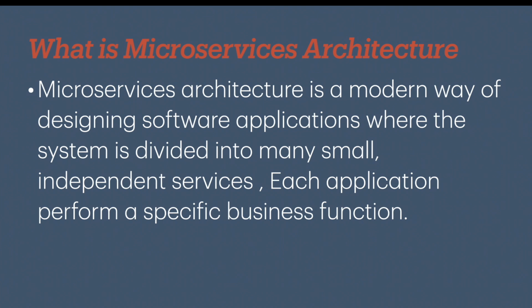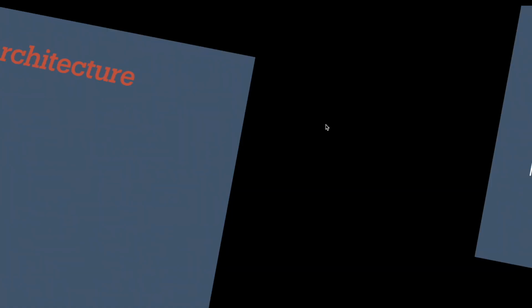So microservices architecture is a modern way to design software applications where the system is divided into many small independent services. Okay, so in this approach we divide our application into many small independent services. Each service performs a specific business function. This is the one line explanation of microservices. So we divide the big application into small independent services, and each service performs a specific business function.